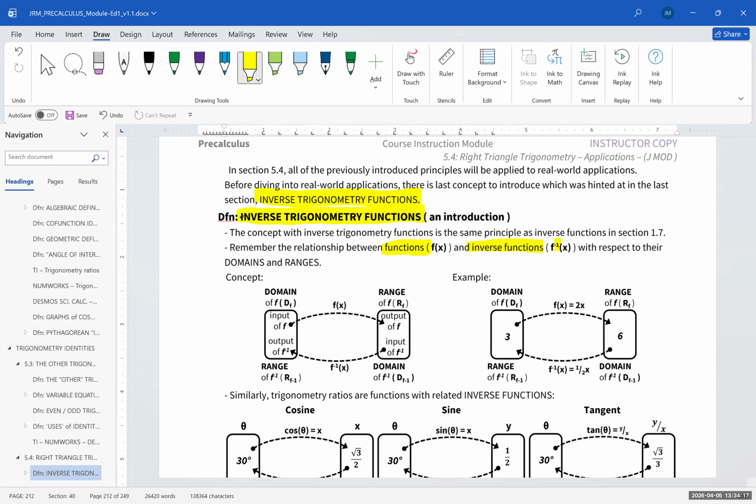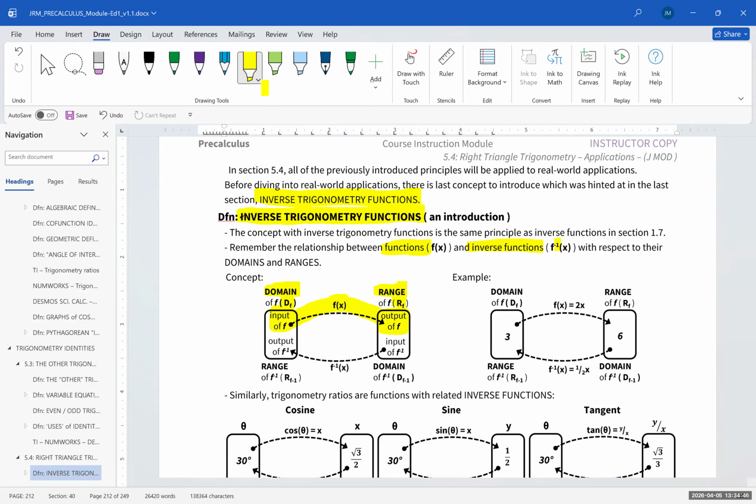So, if we have a function f, it has its own domain and range. I use D sub f and R sub f to represent the domain and range of that function f. And so the domain constitutes all of the inputs of f that then f maps to outputs in the range.